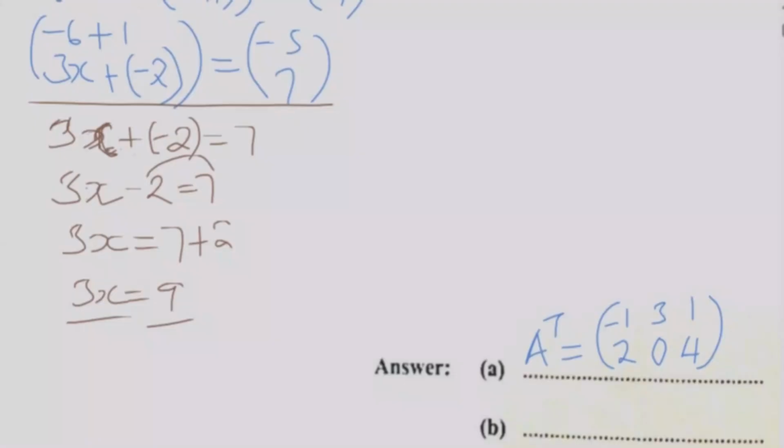We divide both sides by 3 so that we find the value of x. So we divide both sides by 3, this one and this one. So we have x, which is equal to 9 divided by 3. 9 divided by 3 will give us 3. So the value of x is 3.